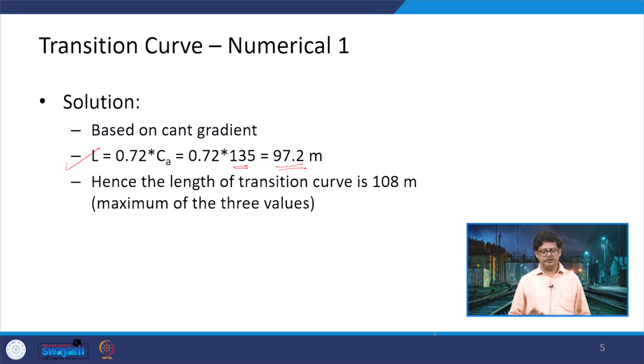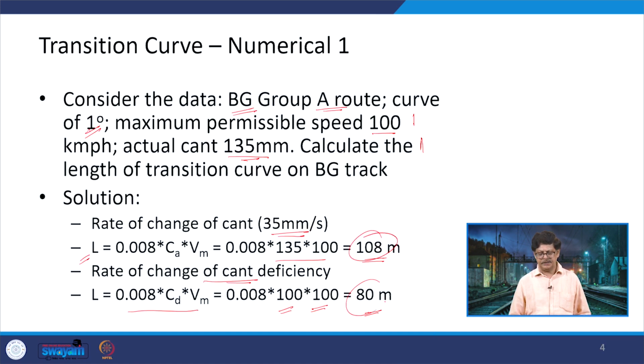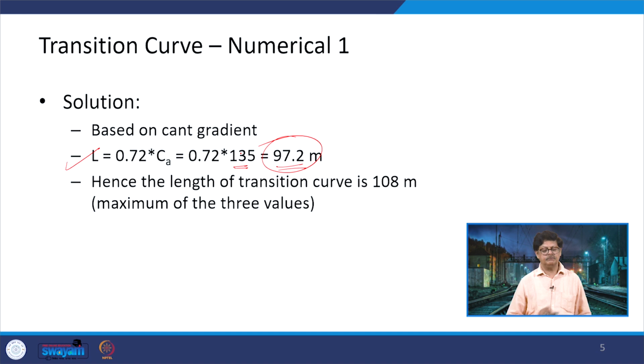Now, we have got three values: 108, 80 and 97. So, whatever is the highest we consider that. So, we consider 108 as the length which can be provided. If we consider this 108 as the length, we can recalculate the gradient, and we will find that the gradient is already satisfied because we were requiring only 97 meters here.